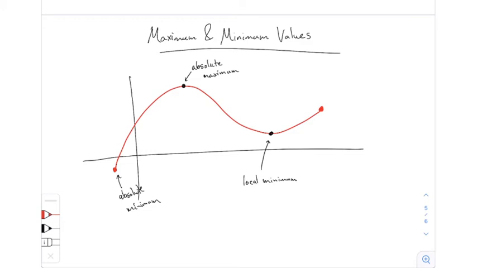And for similar reasons, this point on the end here is a maximum of the nearby points, but it's not the maximum overall. So this is a local maximum. All right, a local maximum.